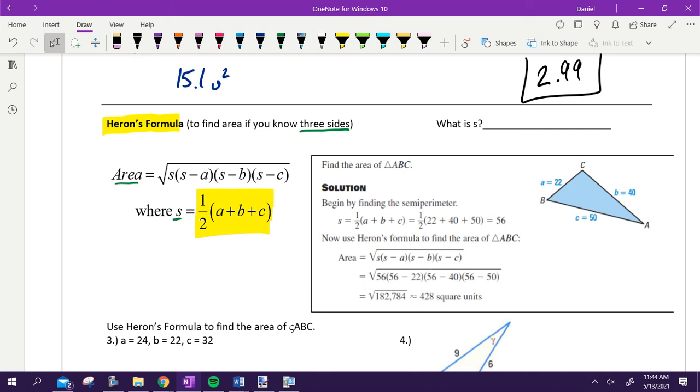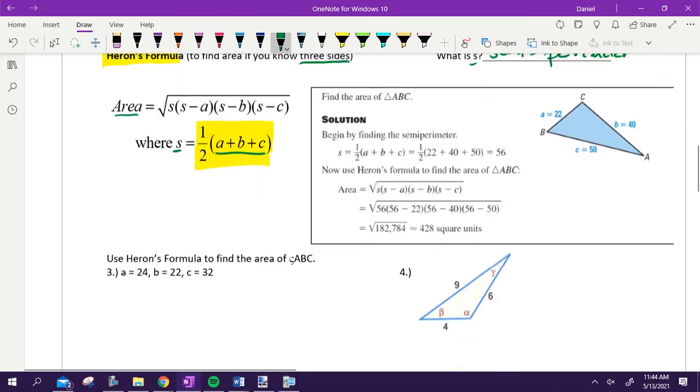Talk with your neighbor for a second. What do you think S stands for if it's 1/2 of A plus B plus C? Talk to each other. What does the S stand for? It is semi-perimeter. It is half of the perimeter, and the letter is S for a reason. Semi-perimeter. You add up all 3 sides, you cut it in half. That's going to tell me S.